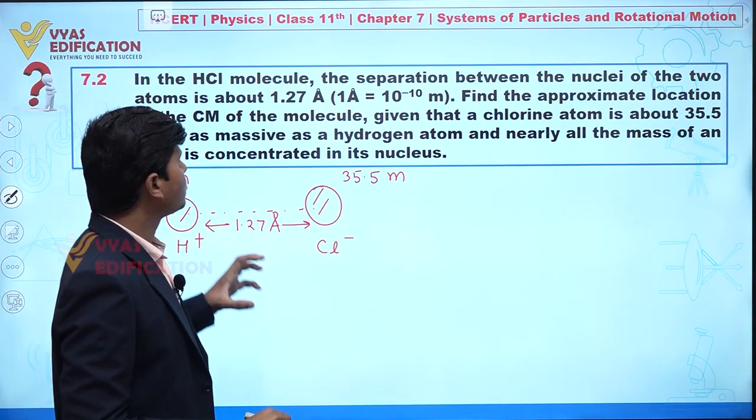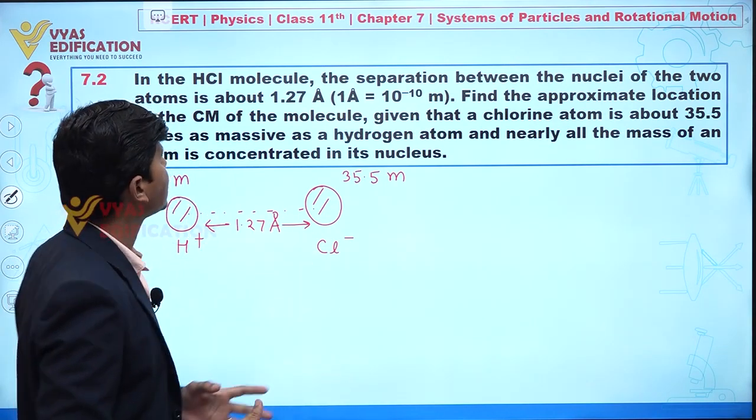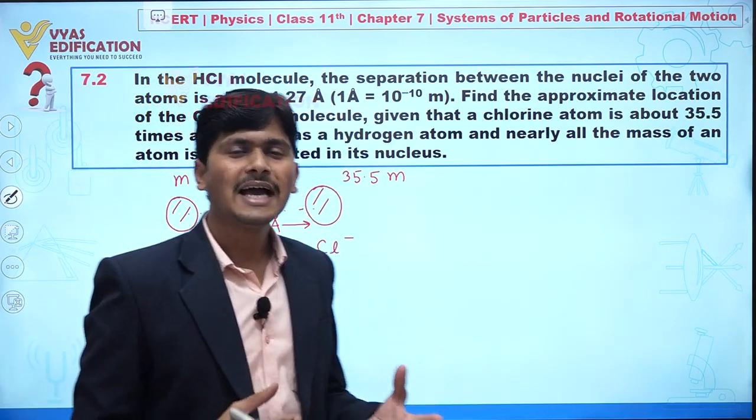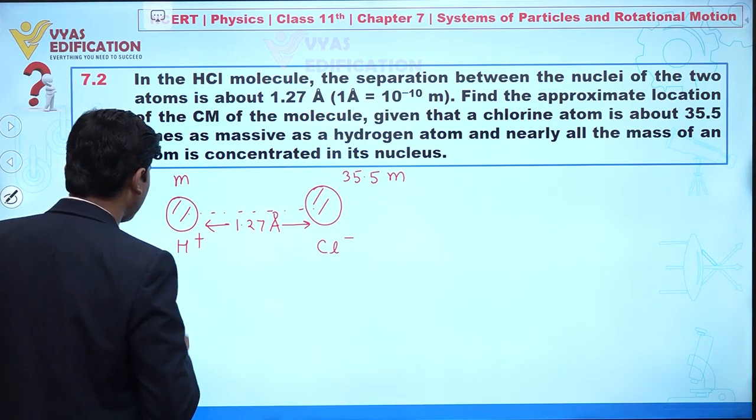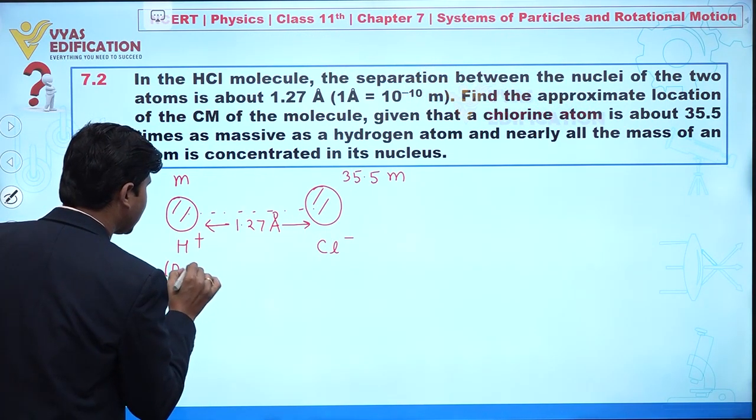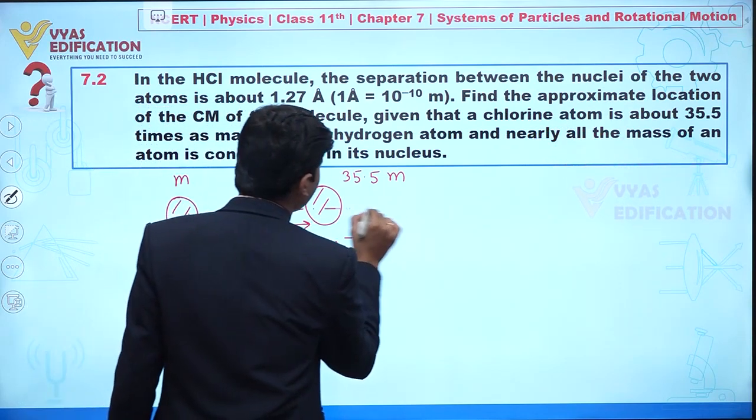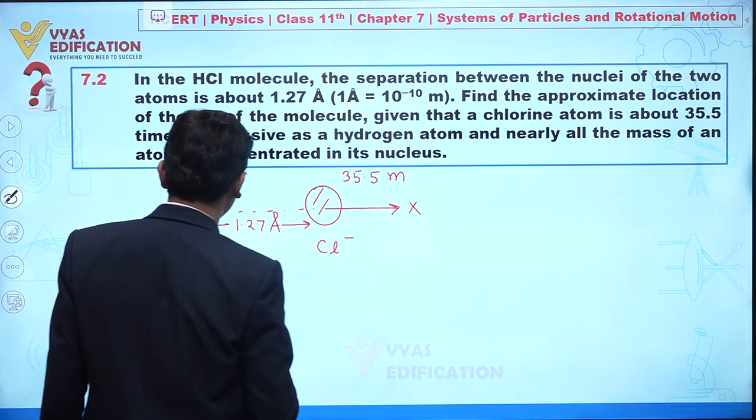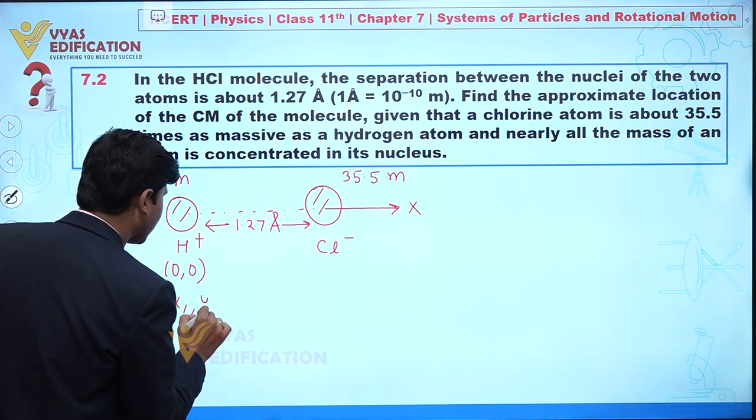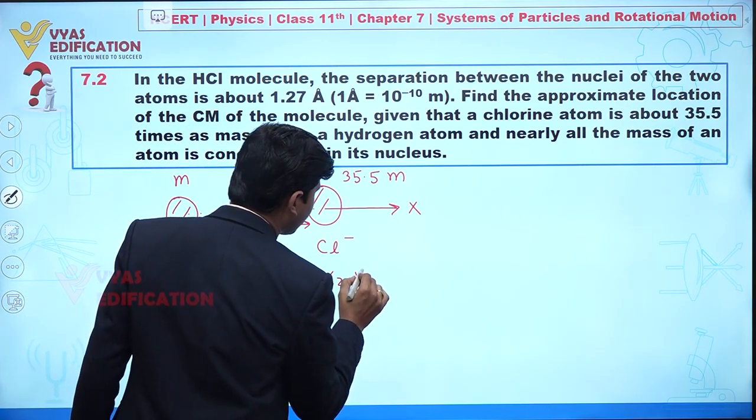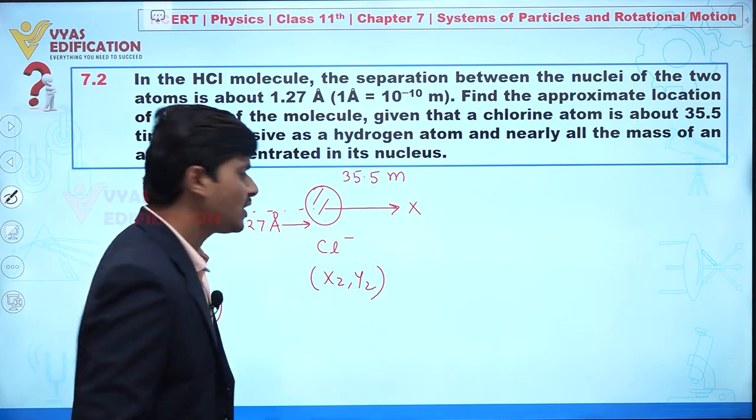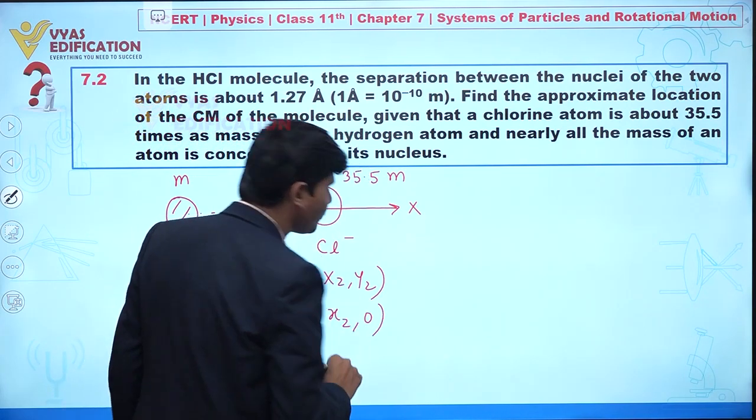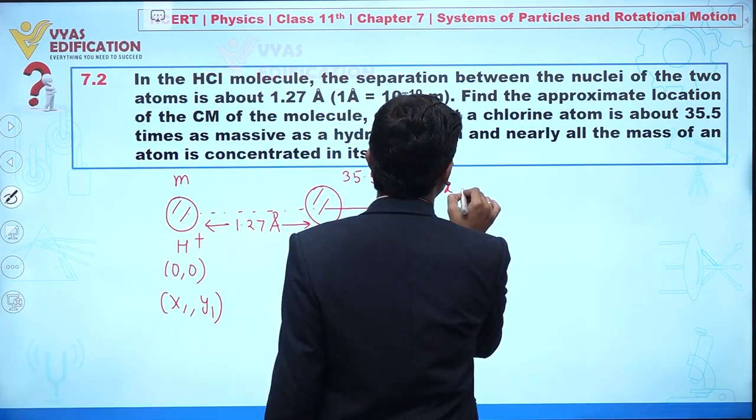Now our objective here is to find the position of the center of mass. So how can we find it? We can directly apply the formula for x center of mass. For that, let's assume this hydrogen atom as the origin, and this direction as the positive x direction. Let this be x1, y1 and this be x2, y2. On the x axis the y coordinate is 0, so initially I am taking x2 and 0. Now I can find the value of x center of mass.